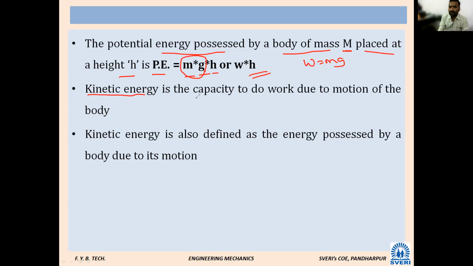Kinetic energy is the capacity to do work due to the motion of the body. Kinetic energy is also defined as the energy possessed by a body due to its motion. So these points are important. Then you know what is the formula for kinetic energy? One half m v square.